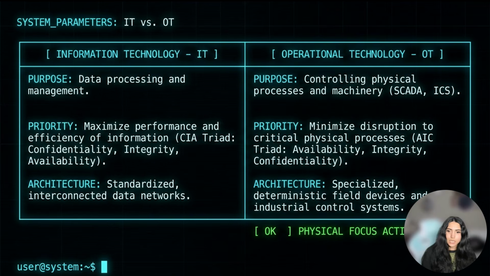And then priority is different. If you have been working on the IT side, you are probably familiar with the CIA triad, which is confidentiality, integrity, availability. And on the IT side, we all know that confidentiality is the main thing. However, on the OT side, availability is the main point.